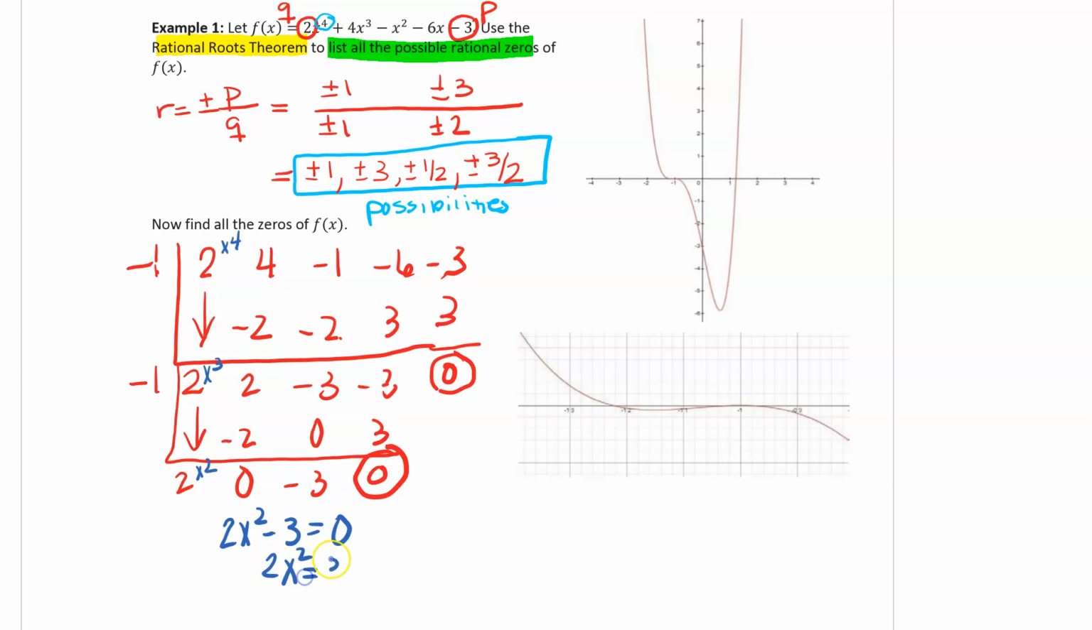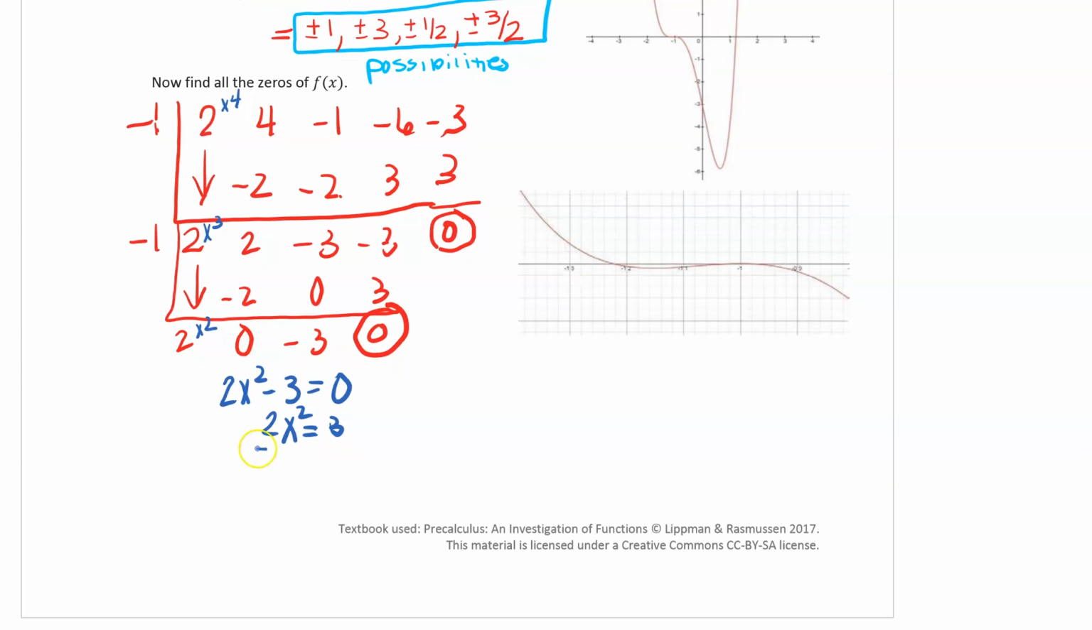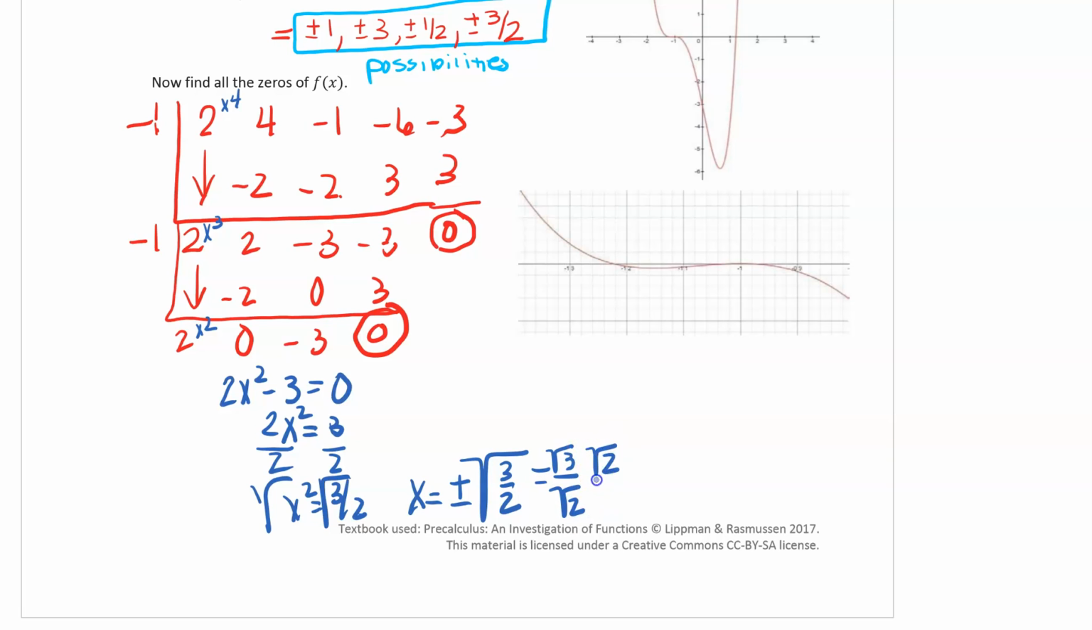So 2x squared equal to 3. Divide. I get x squared equal to 3/2 and then square root. So x is equal to plus or minus the square root of 3/2. Simplifying that up, that would be square root of 3 over square root of 2. So I'm going to rationalize out that radical in the bottom. That would give me square root of 6/2, and don't forget our plus or minus.